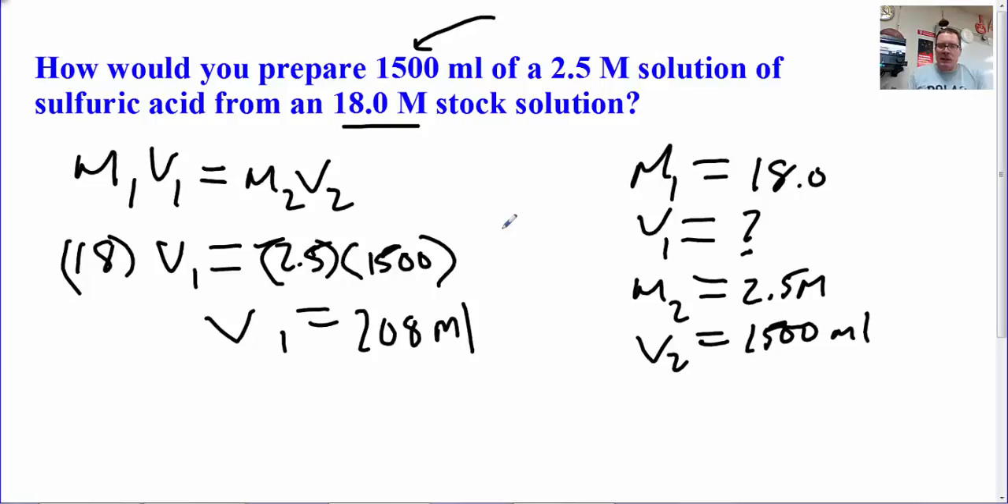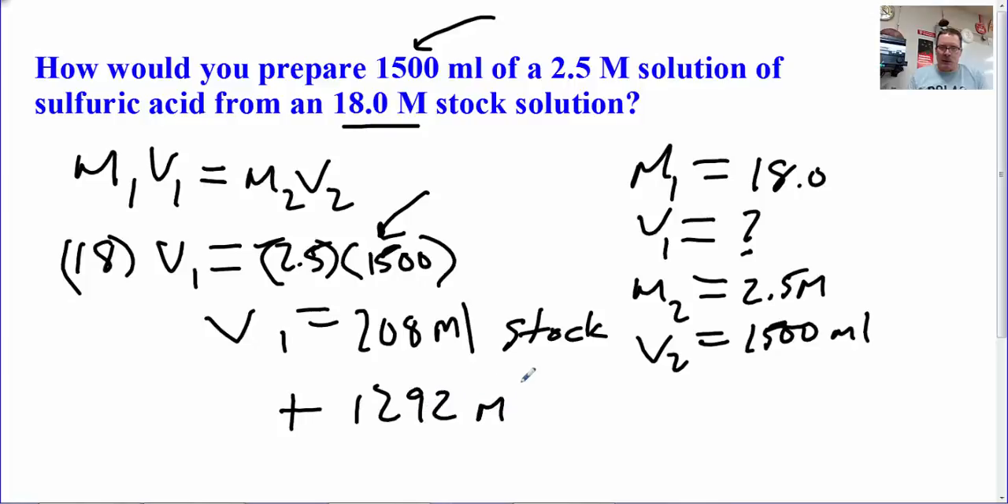But I'm not complete. That's 208 milliliters of my stock, the 18 molar. What I need to calculate is, if I'm going to prepare the dilution, then I have to dilute it with water. And how much water do I add? Well, I want to get to 1,500 milliliters total right here. This is my total. And I'm at 208 milliliters in the beaker with the stock solution. So 1,500 minus 208 is 1,292 milliliters of water.